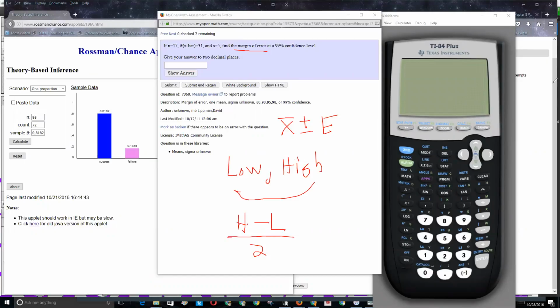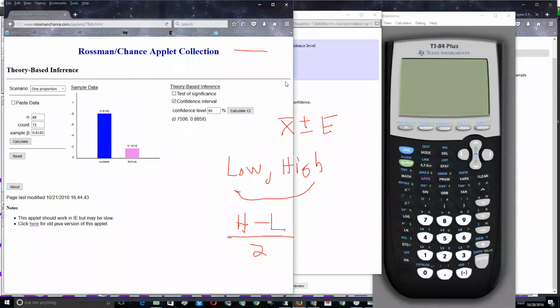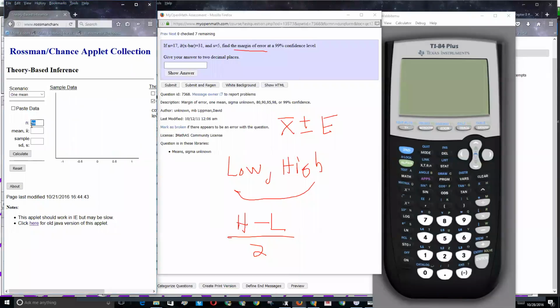So let me get my mouse back, and then let's go to Rossman Chance, because that'll probably be the easiest thing to do. Oh, look at that, it's writing right on top. So I'm going to do one mean. I know that I have, except I don't see my information. Let's see. And there's 17 trials. X bar is 31. S is 5.